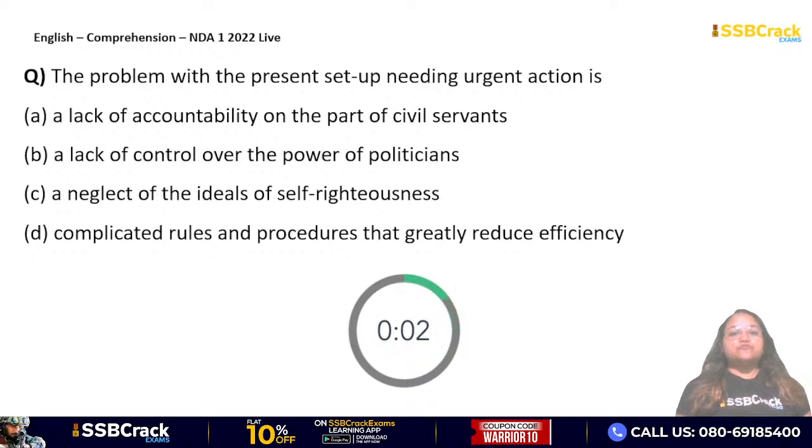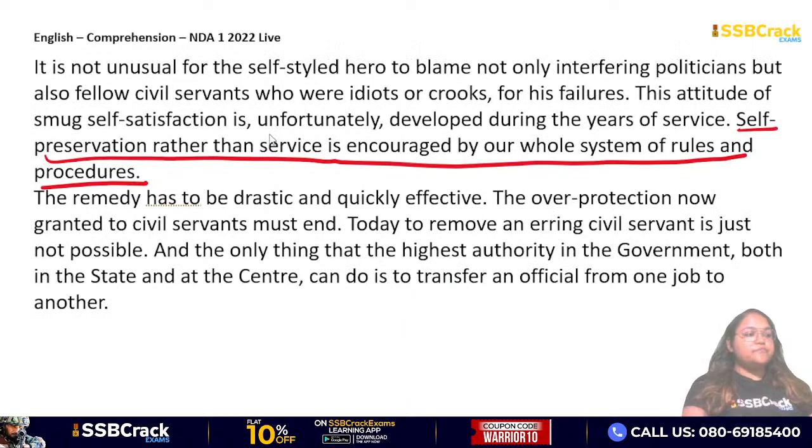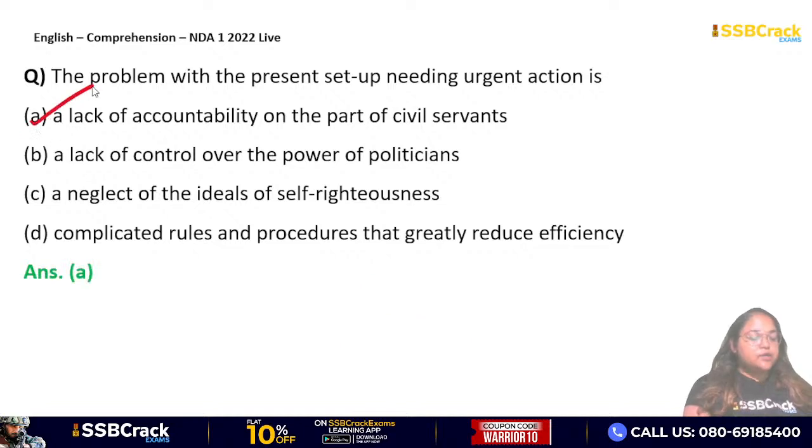What is that problem which needs urgent action? So if you go back here again in the passage, it is written, the overprotection now granted to civil servants must end. So this is what it has to be drastic and quickly effective. So here again, your answer will be option A.